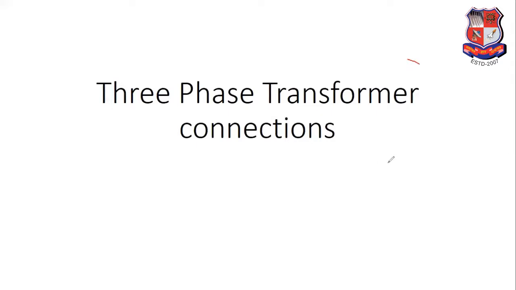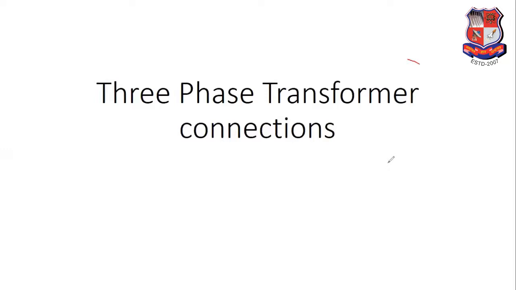Topic is three-phase transformer connection. During this lecture, you will learn about different types of connection that can be done for the three-phase transformer. As we know, a three-phase transformer, as per the construction, has basically 2 types. Either 3 single phase transformers can be used, or 3 phase windings can be used on a single core. So these are basically the 2 types of 3 phase transformer.